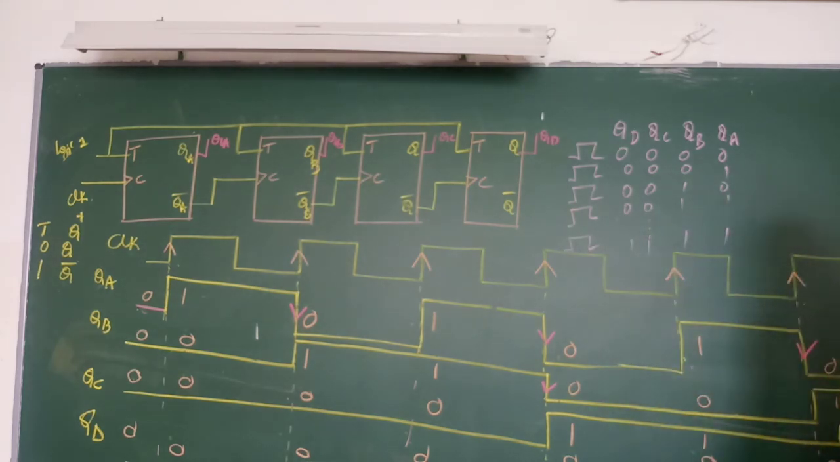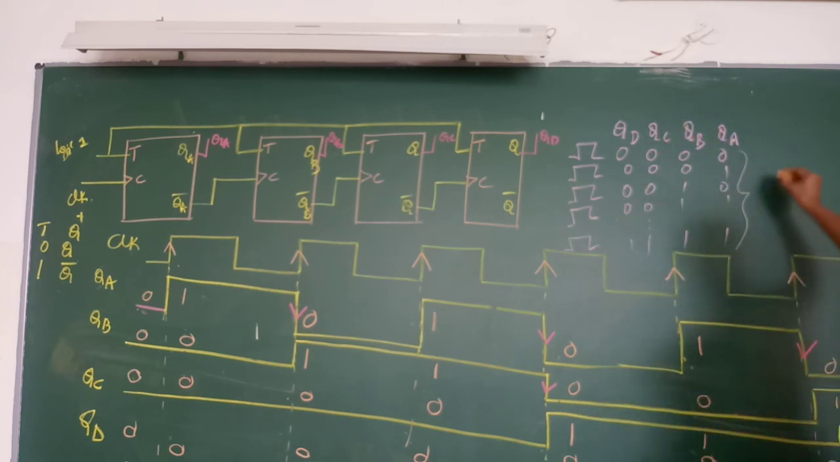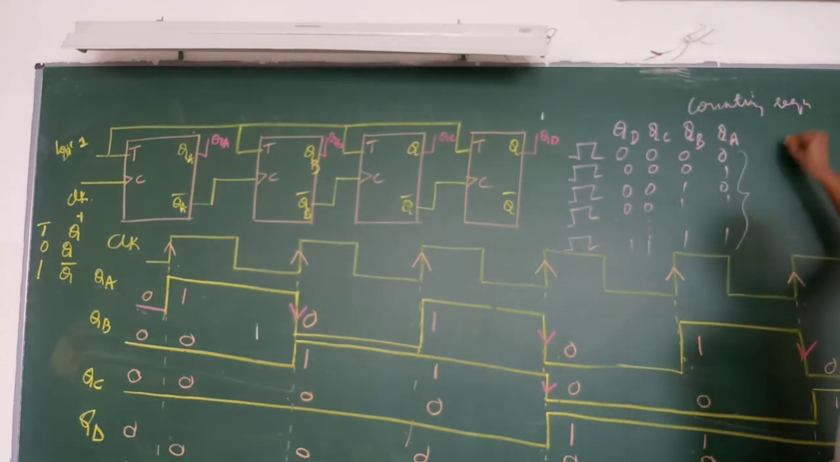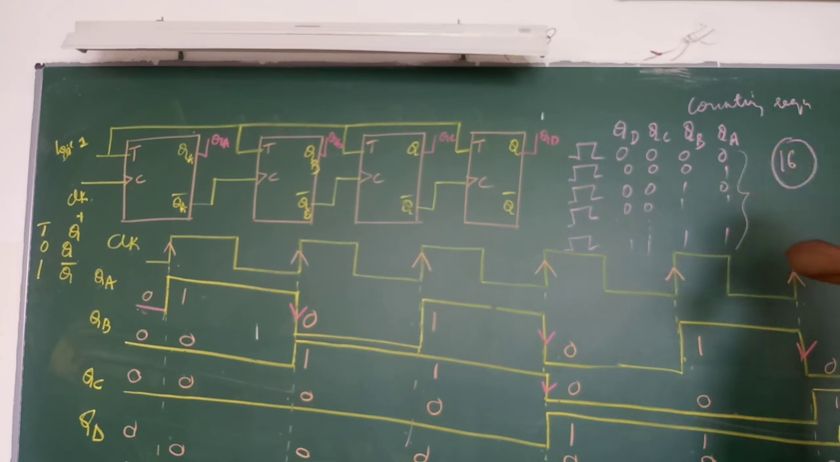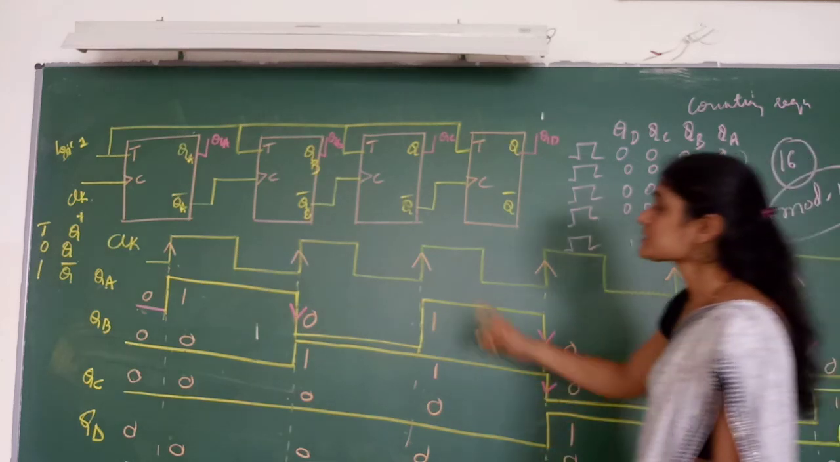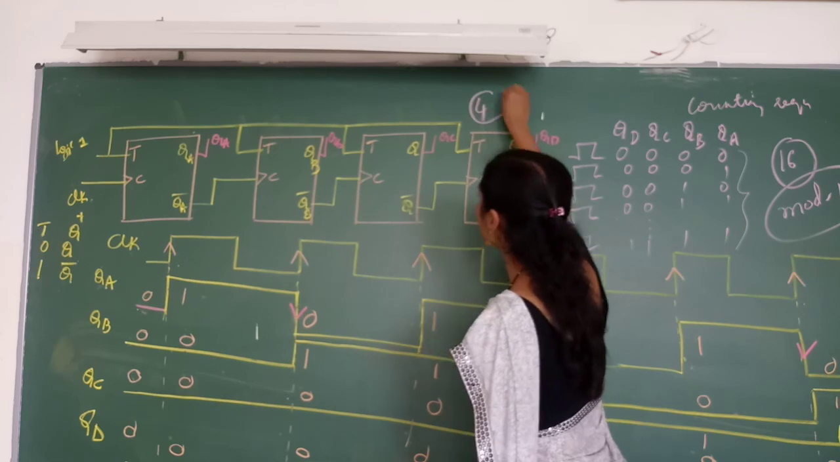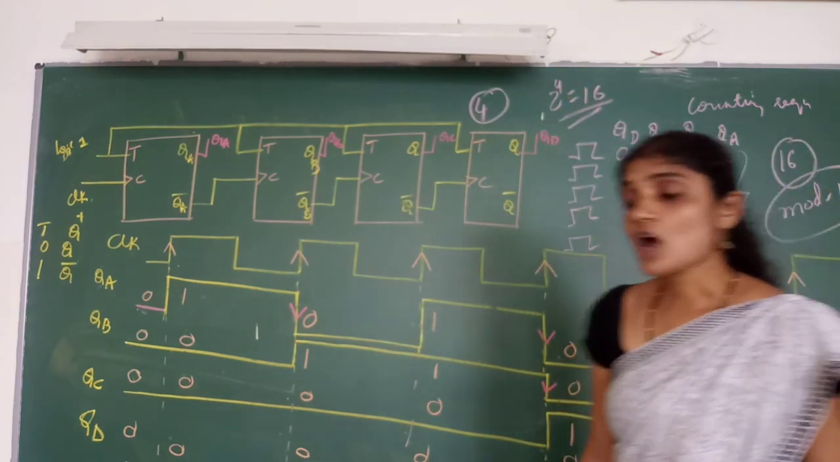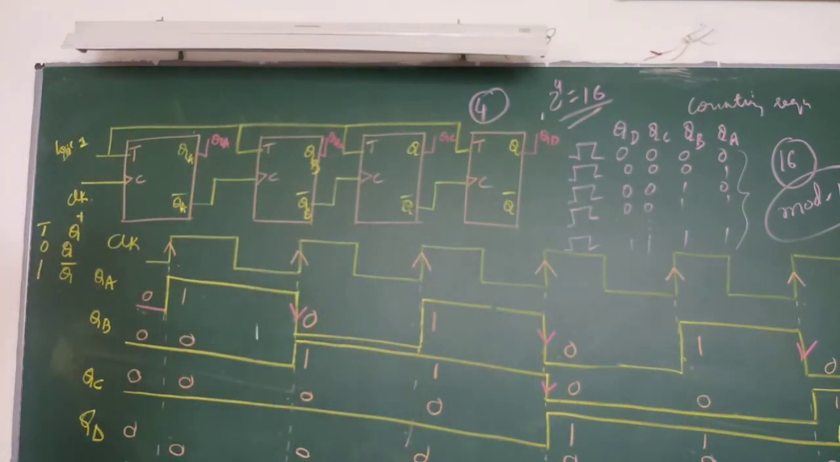At the 16th clock pulse, you can write the complete counting sequence. Here I have put a dot, but you don't put a dot. So this is called the counting sequence. How many different sequences have we got? 16. So what is the mod? Mod is 16. It's a mod 16 counter, and we have designed it using 4 flip-flops. So 2 power 4 is equal to 16. And since the clock is not given directly to all the 4 flip-flops, it is called an asynchronous counter.